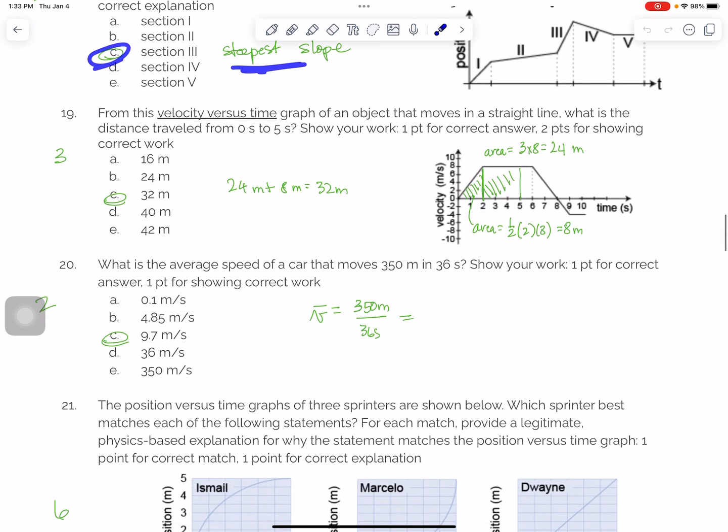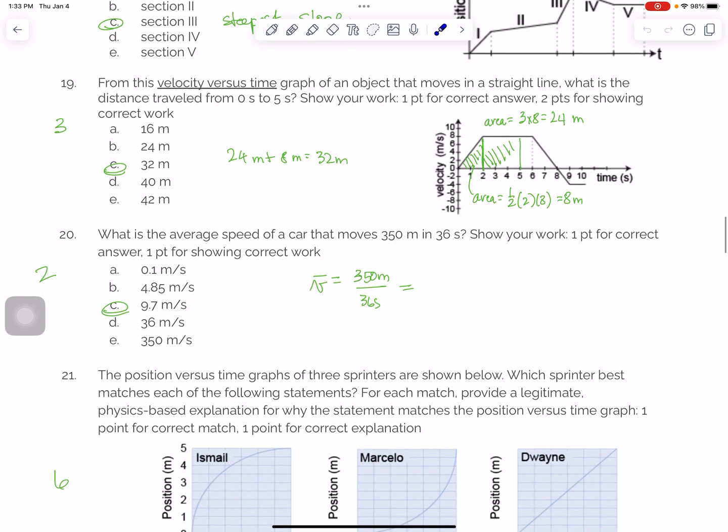Okay, velocity versus time graph. What is the distance traveled? Show your work. So for velocity versus time, the distance traveled is the area under the graph. I looked at this as two separate areas. One is the rectangle from 2 to 5 seconds, and another one is the triangle from 1 to 2 seconds. And so the area of the triangle is 1/2, the base is 2 seconds, the height is 8 meters per second. So 1/2 times 2 times 8 is 8 meters.